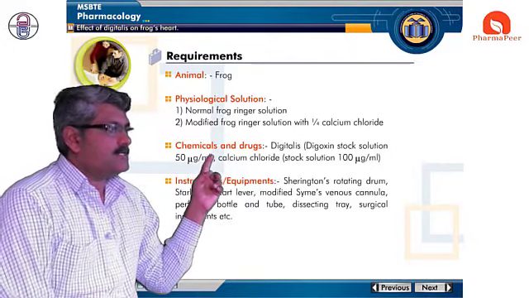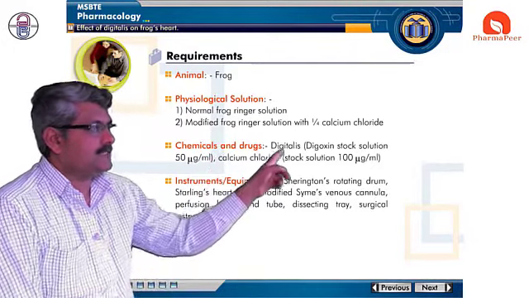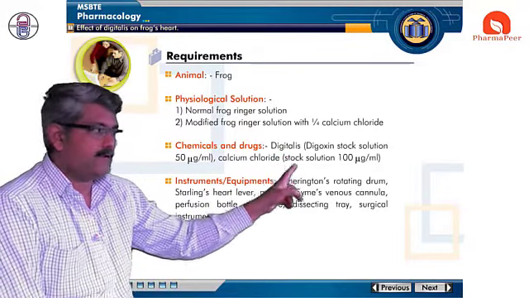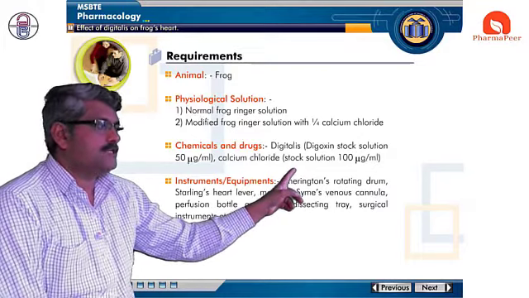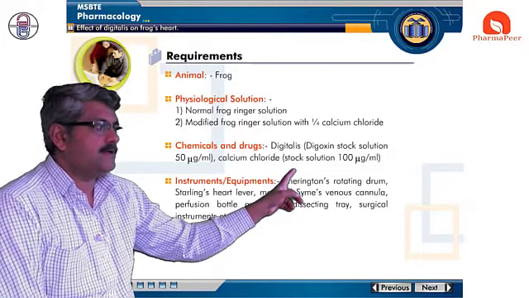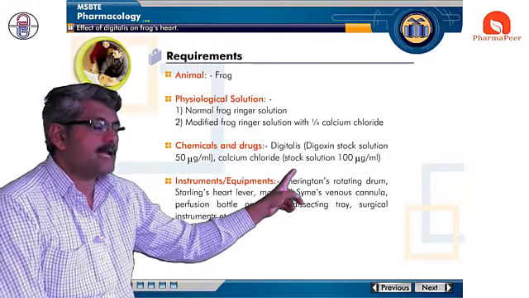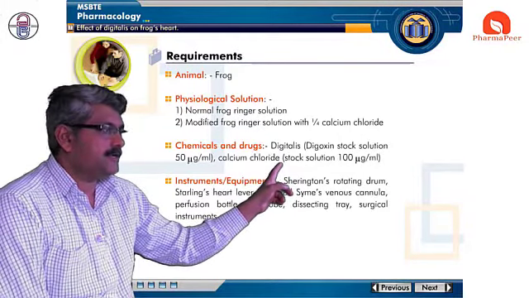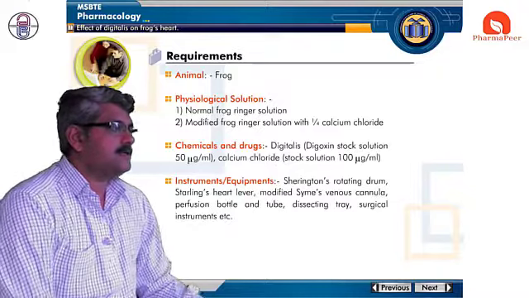With this, what chemicals could we use in this experiment? Digitalis, the drug whose effect we are going to see, along with calcium chloride at a concentration of 100 microgram per ml. So please note the dose, the quantity of the drug, as well as the name of the drug.